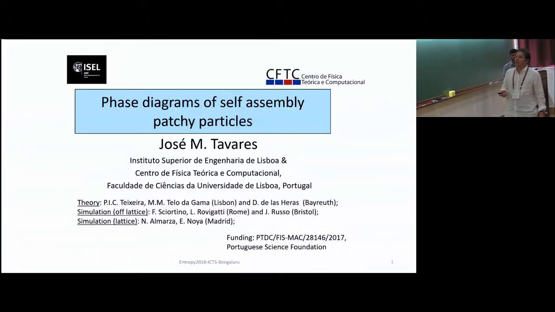So this work has been done in collaboration with a lot of people. On the theoretical part, Paulo, Margarida, and Daniel Laceres from Lisbon, and now Daniel is in Bayreuth. And then the simulations were done in off-lattice models of patchy particles with a group in Rome, and of course they also contributed a lot to the theory. And in some lattice versions of the patchy particle models, we had a collaboration with a group in Madrid.